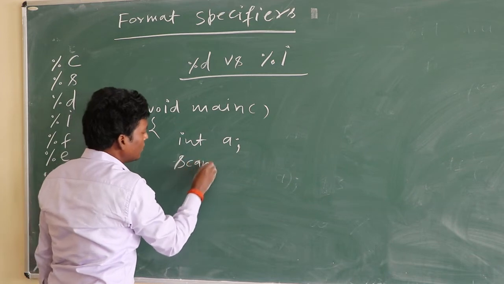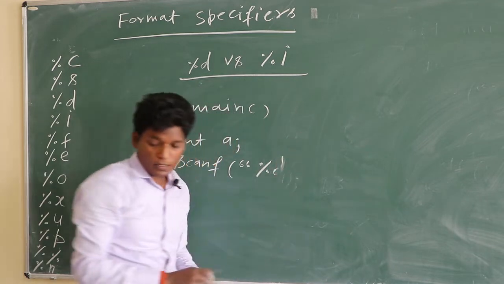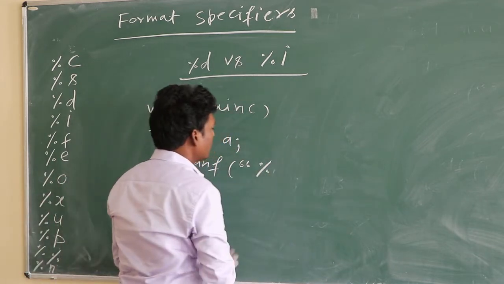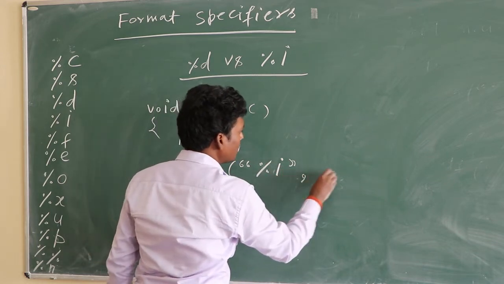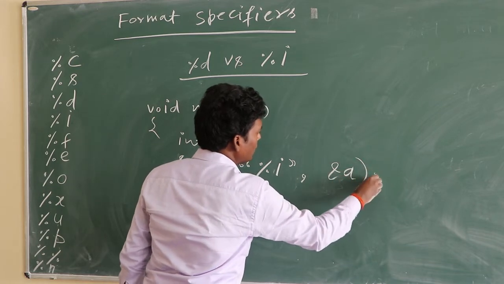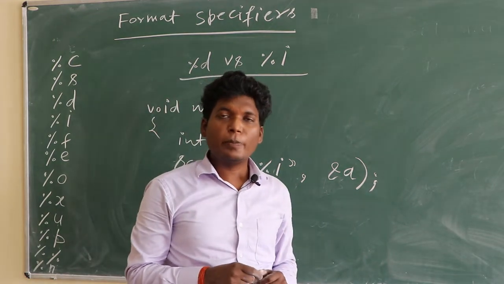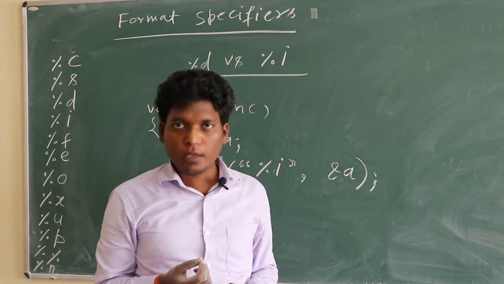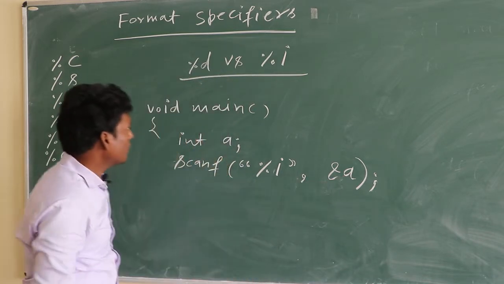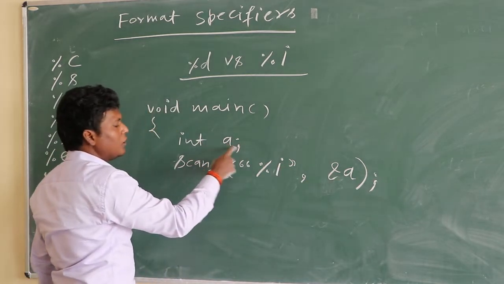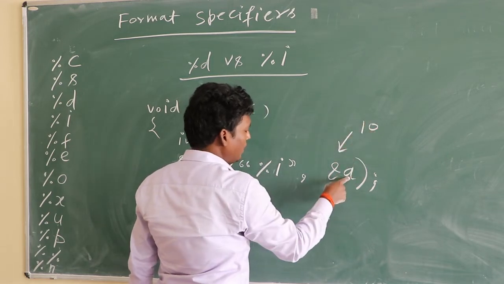scanf %d, sorry, scanf %i, a. Values are received through scanf, because scanf is an input function, a predefined function used to take inputs from the keyboard in the program. So scanf is used to take the input in a, and a is an integer variable, so it can take an integer number as input, suppose 10, so 10 will be inputted here.